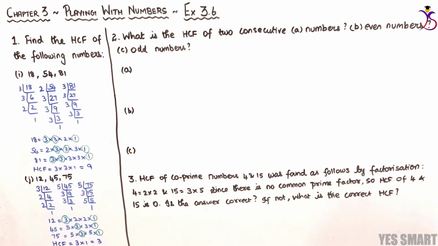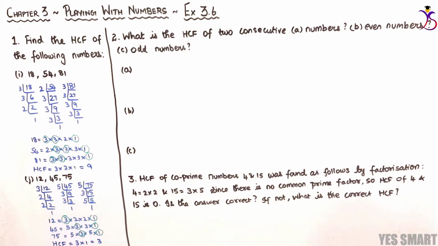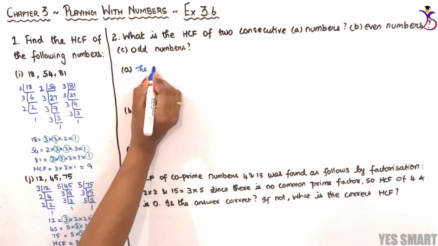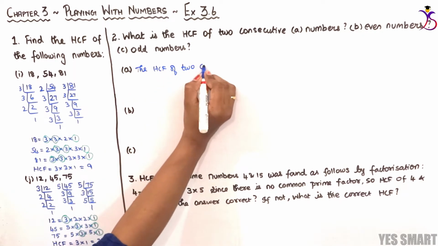Now let's move on to the second sum. What is the HCF of two consecutive numbers, even numbers and odd numbers? So the first subdivision is numbers. We are supposed to find the HCF of any two consecutive numbers. Consecutive numbers are two numbers which come one after another. For example, 4 and 5 are consecutive numbers. 2 and 3 are consecutive numbers. 10 and 11 are consecutive numbers. So the HCF of two consecutive numbers is 1.